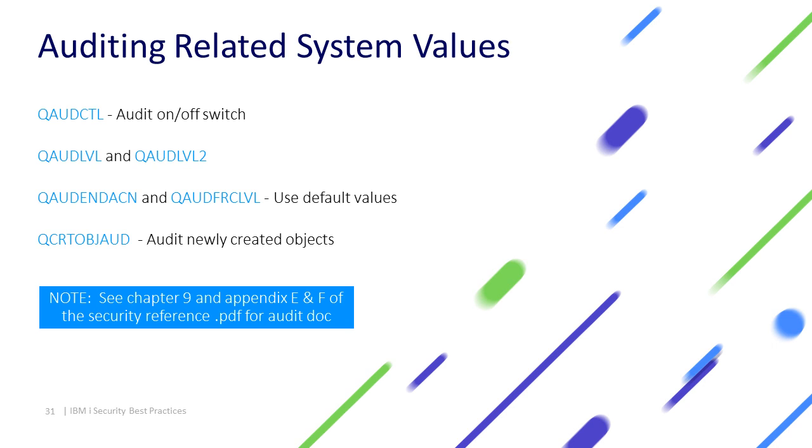All right, we're going to talk a little bit about audit now. And there's a number of system values you can read about that control auditing on the system. Again, that's another separate presentation just for audit. Chapter 9 of the Security Reference PDF and a couple of appendices. Take a look at that. There's a lot of information there.